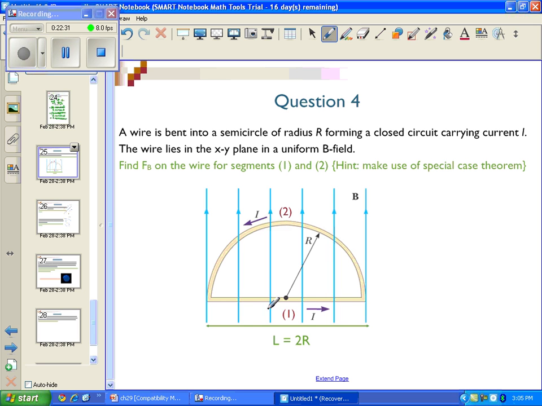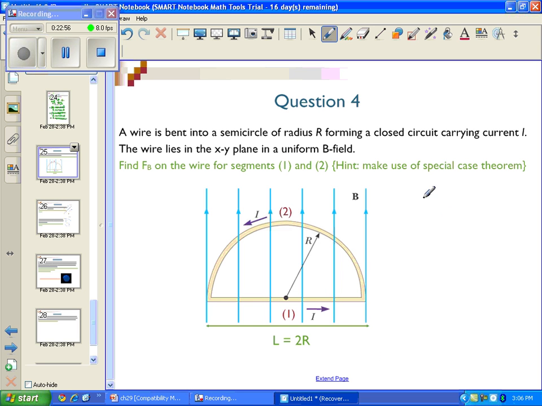Next question. Here we're shown a wire which is bent in the form of a semicircle of radius r, forming a closed circuit carrying the current I. The wire lies in the xy plane in a uniform magnetic field. It says find the magnetic force for segments 1 and 2 and then add them up.